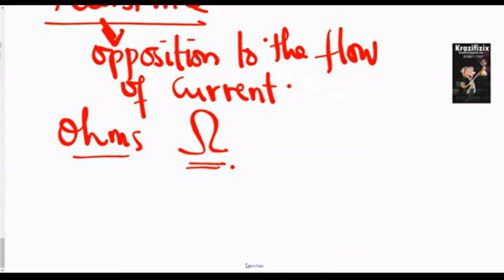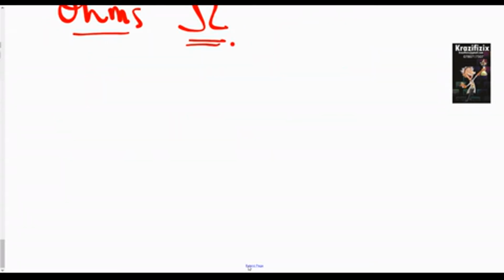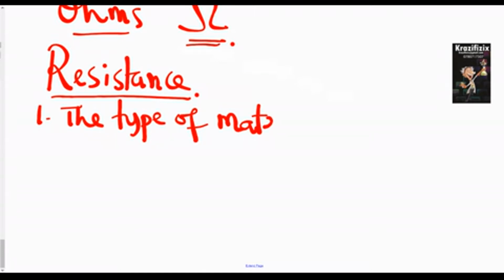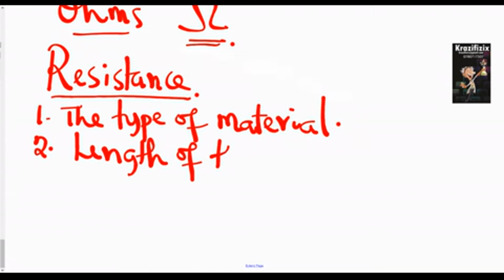Now, let's talk about resistors quickly. This is where electricity actually rests. The resistance of a conductor can be affected by four things. Number one, the type of material used. The type of material will determine the resistivity, the value of the resistance. Number two, the length of the conductor. This is grade 10. The length of the conductor would also determine the value of the resistance.